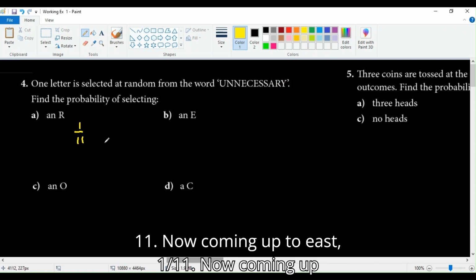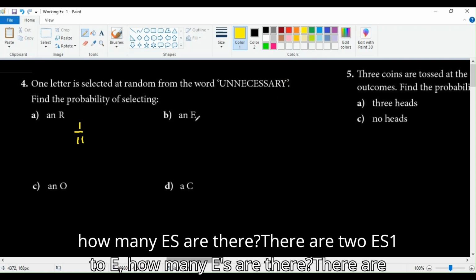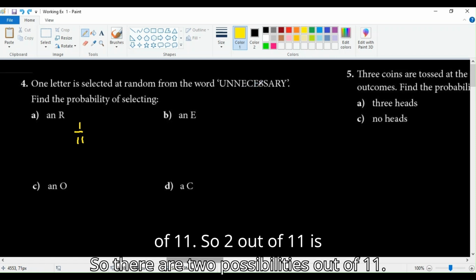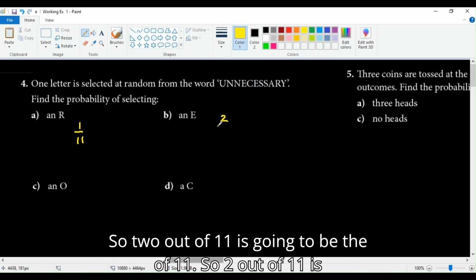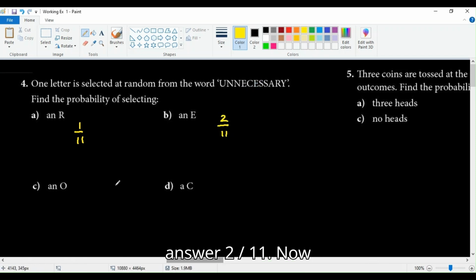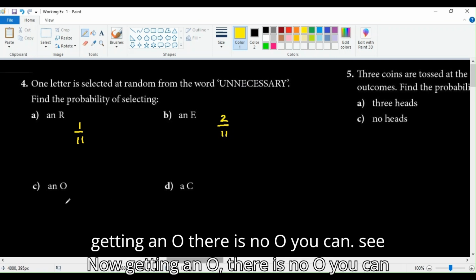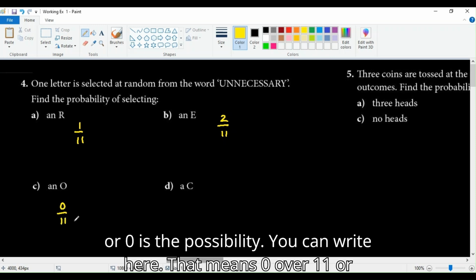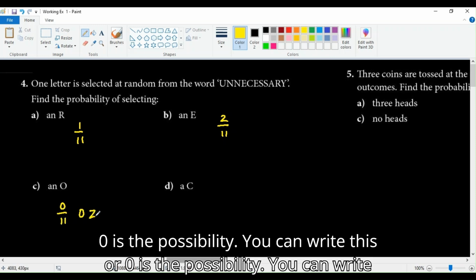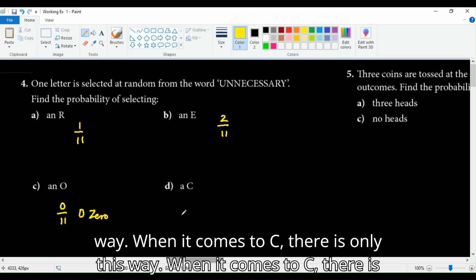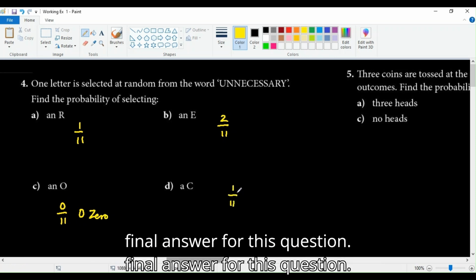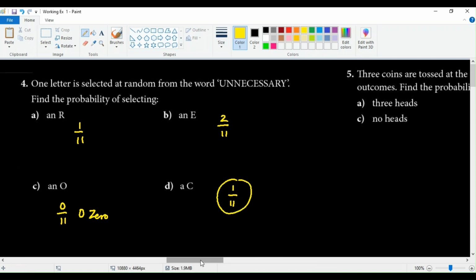Now coming up to E, how many E's are there? There are two E's, one is here and the other one is here. So there are two possibilities out of 11, so the answer is 2 over 11. Now getting an O, there is no O you can see here. That means 0 over 11, or 0 is the probability. You can write it this way. When it comes to C, there is only one C. So 1 over 11 is going to be the final answer for this question.